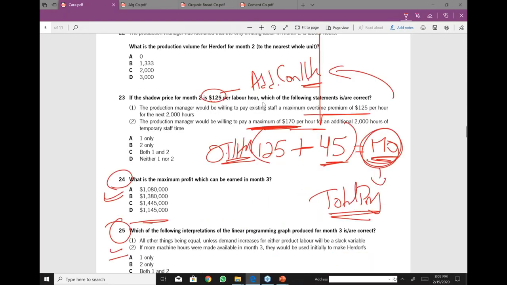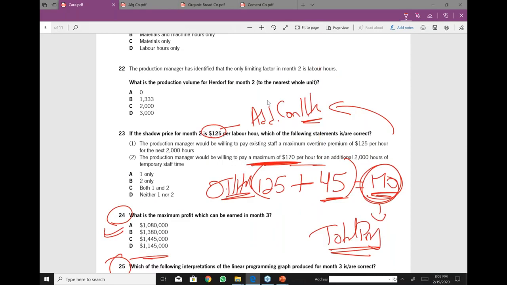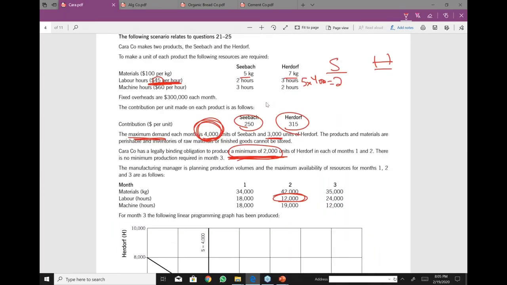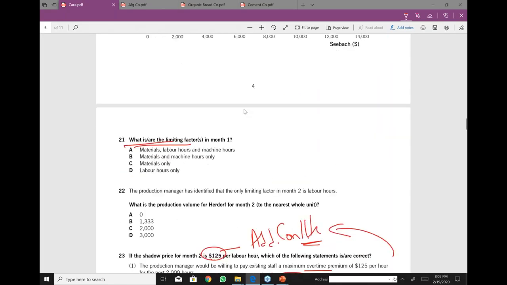Then the second statement was that the maximum, this is overtime, and this is the maximum per hour payment, and this includes the basic wage plus the premium. So if the company needs additional hours, the basic wage was 45, which was given above, and this is the overtime premium, which is equal to the shadow price that the management can pay. So you just see here, this is 45 for the labor that is given here. So the maximum that they can pay is 170. So this is also a correct statement.